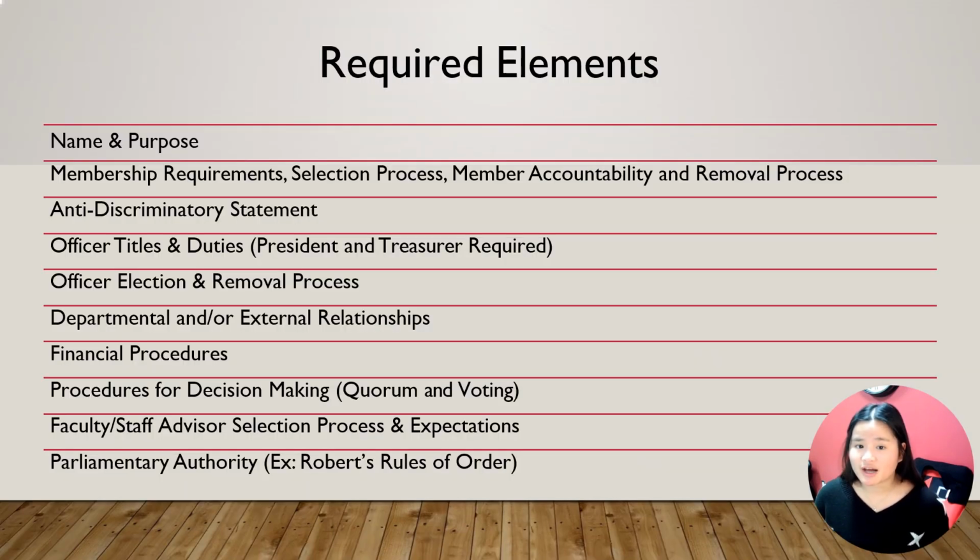These are the 10 required elements of a constitution bylaws document, the first one being name and purpose, membership requirements, selection process, member accountability, and removal process, anti-discriminatory statement, the office titles and duties, such as president and treasurers that are required, officer election and removal process, departmental and/or external relationships, financial procedures, procedures for decision-making, faculty and staff advisor selection process and expectations, and parliamentary authority.